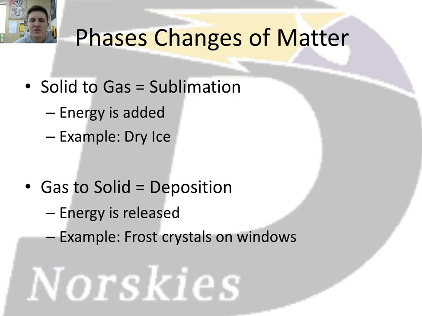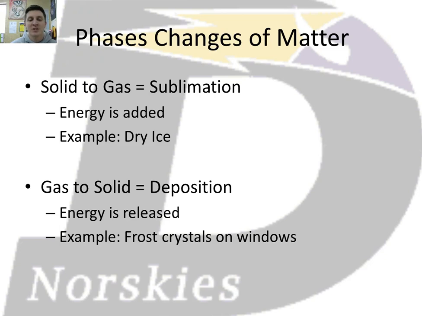Finally, the last phase change: if we go from a solid to a gas and skip the liquid part, that's called sublimation. Energy is added to this, and a prime example is dry ice. If you get some dry ice from a hardware store or gas station that sells it, and you put it in normal room temperature air, it is so far above the boiling point of dry ice that you go from a solid to a gas immediately, and that's called sublimation.